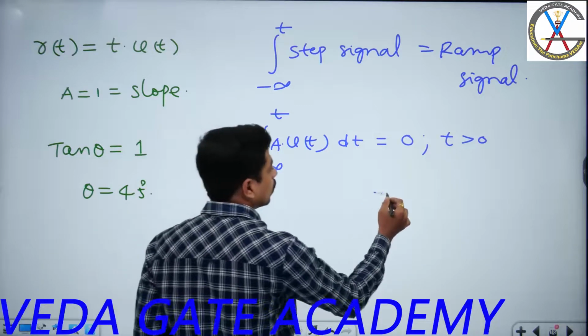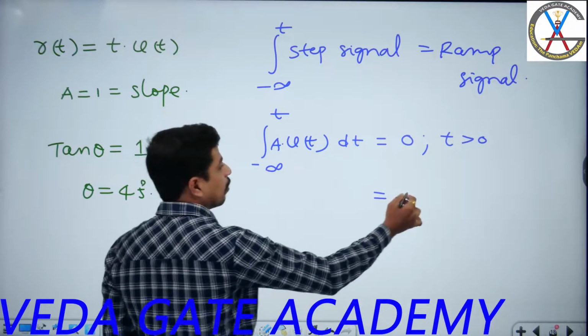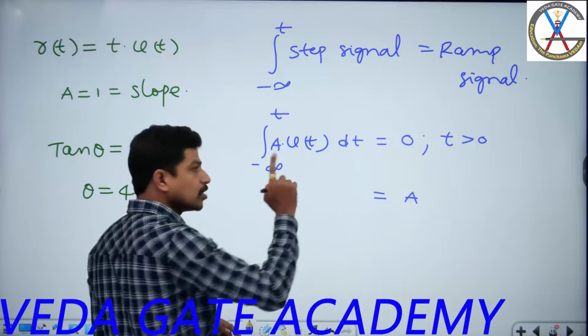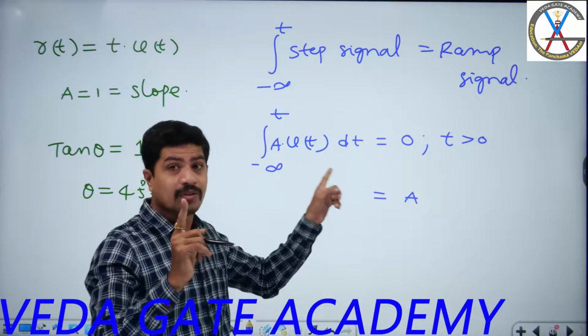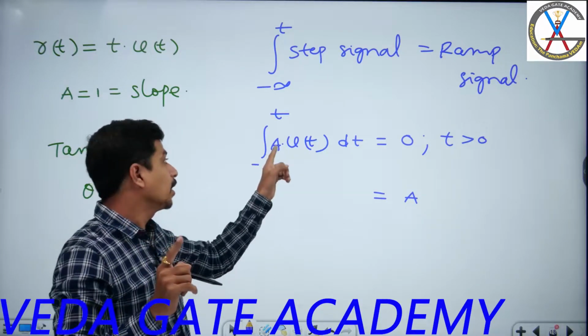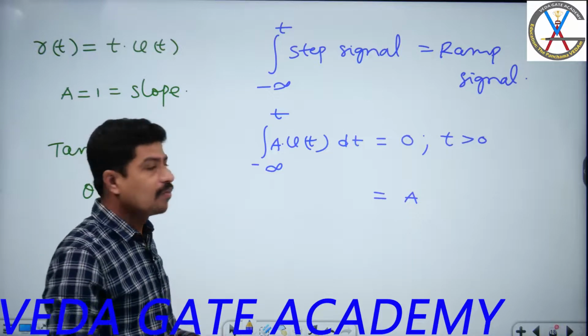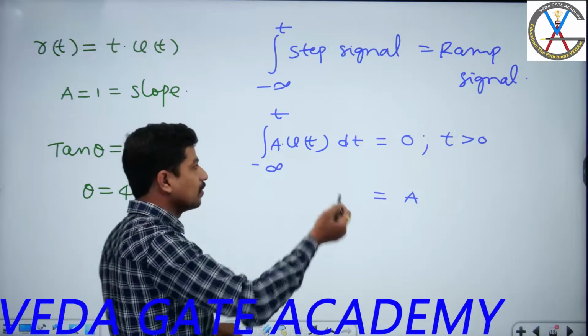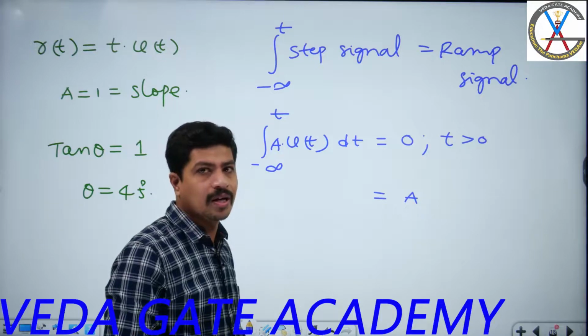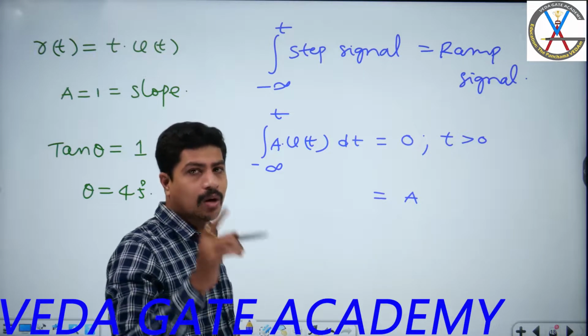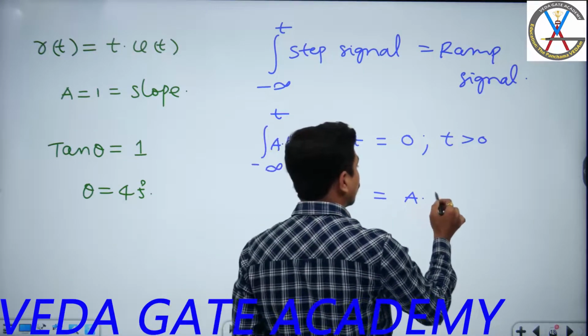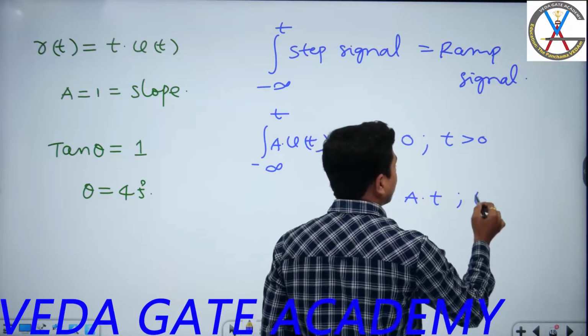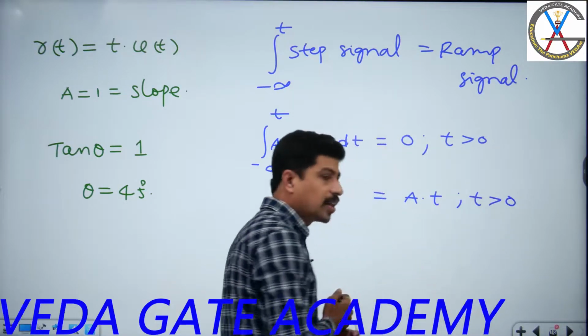a is a constant. u of t is 1 for t greater than 0. So a into 1, and its integration, for t greater than 0, means the minus infinity contribution will not be there. You are going to get a into t for t greater than 0.